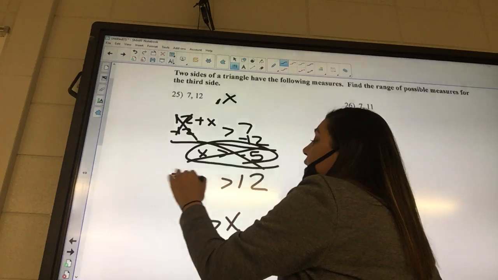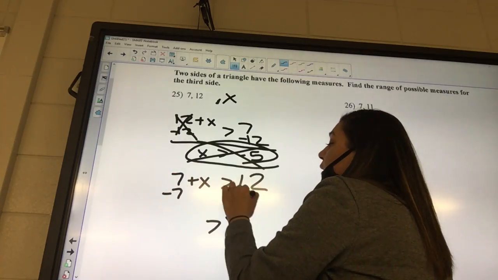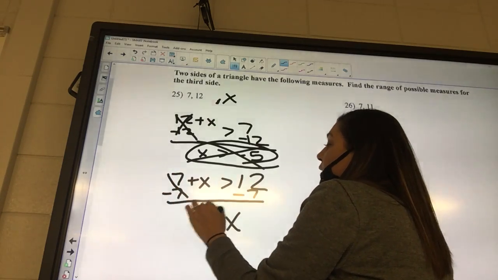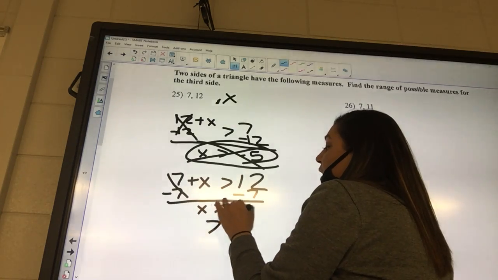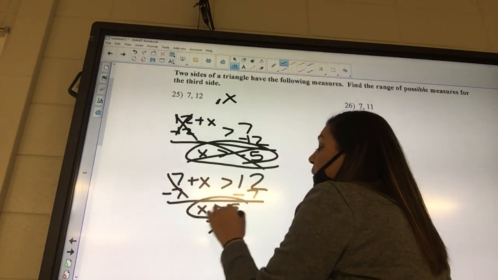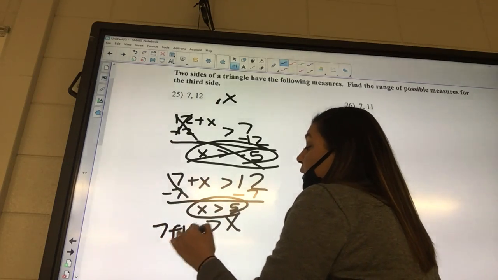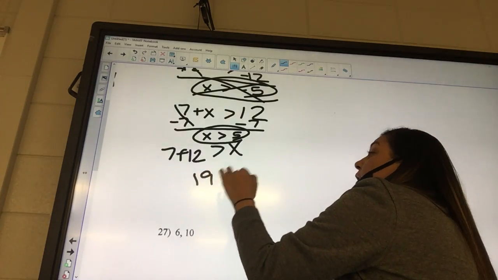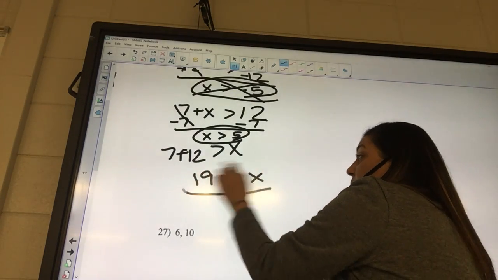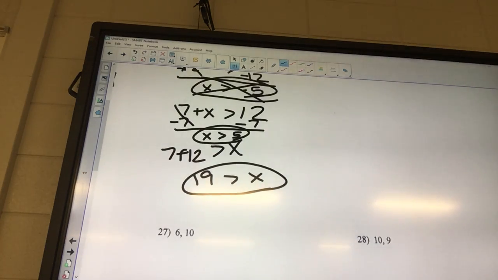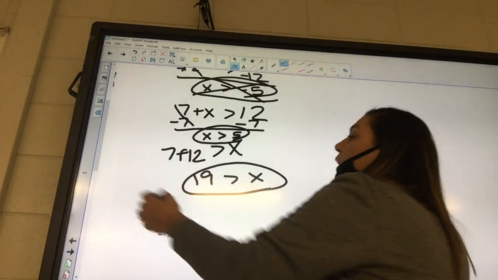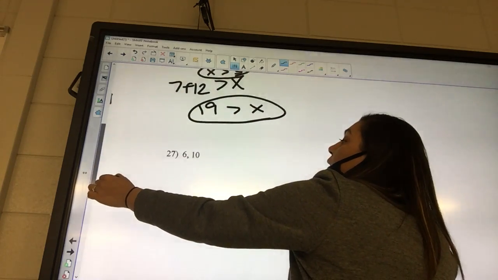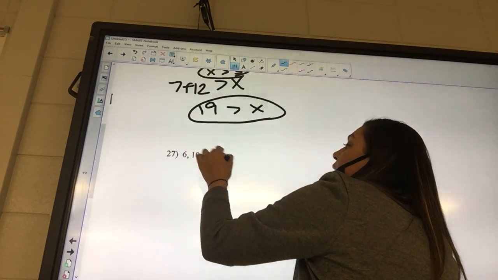Okay, so for 12, you're going to say 7 plus x is greater than 12. And we got to subtract 7 from both sides. So you're going to have x is greater than 5. Does that work out? Yep. And then the last one, you got 7 plus 12 is greater than x. That's going to be 19 is greater than x. Does that work out? Yes. Okay, so you cannot have a negative side of a triangle.